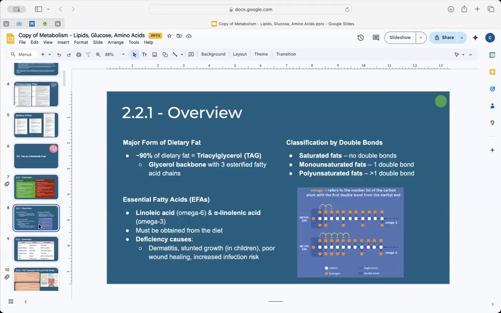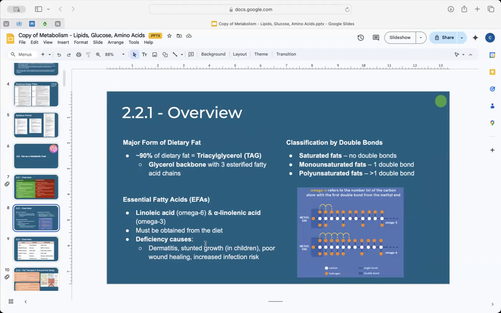Again, a bit more of an overview in detail. The major form of dietary fat is triacylglycerol. And I'm sure you all know from A-level biology that TAGs are glycerol backbones with three esterified fatty acid chains.